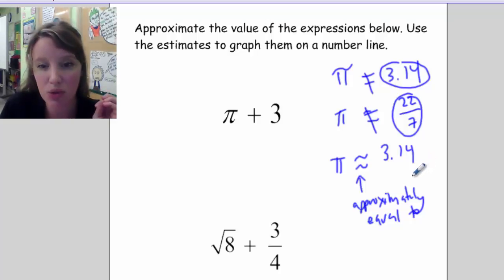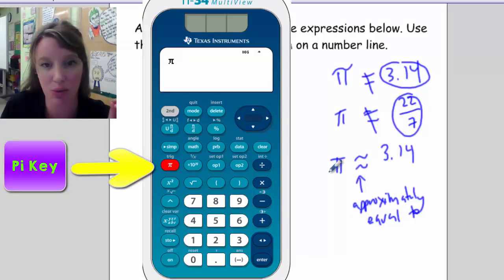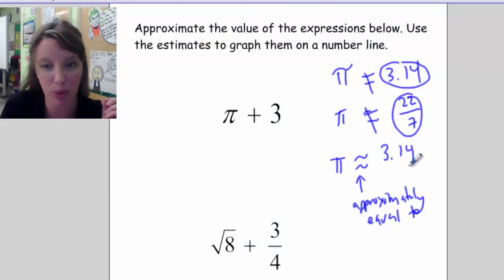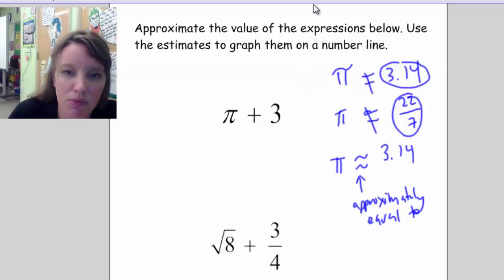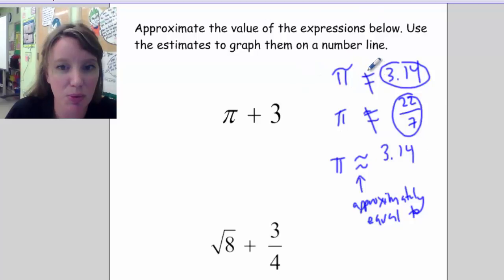But remember, when you use your calculator, never use 3.14 unless you were told explicitly to use 3.14. Always use the pi key. There's a key on all scientific calculators that is a pi key. You want to use that instead of 3.14 because that's an approximation, whereas your calculator remembers maybe 10 or 15 digits of pi, and it uses that in its calculation. So just understand the difference between the not equal to and the approximately equal to symbols here.